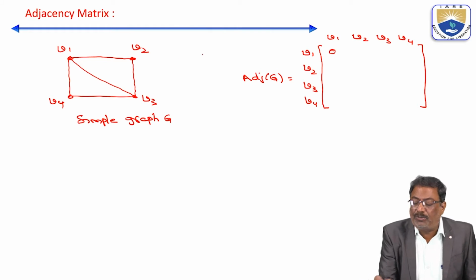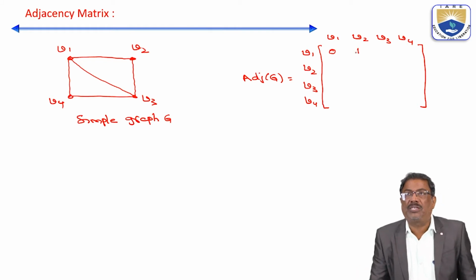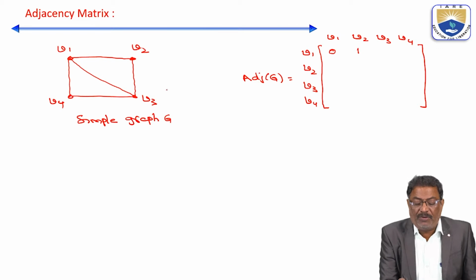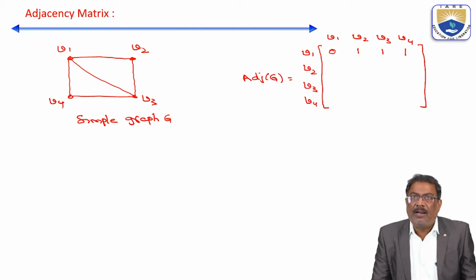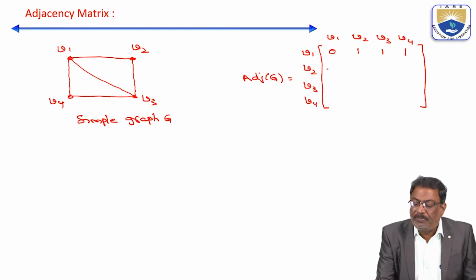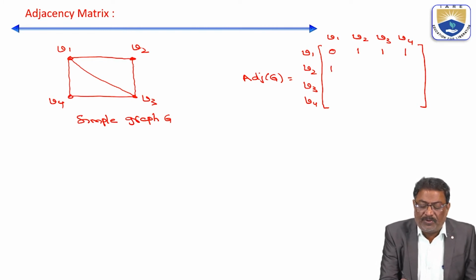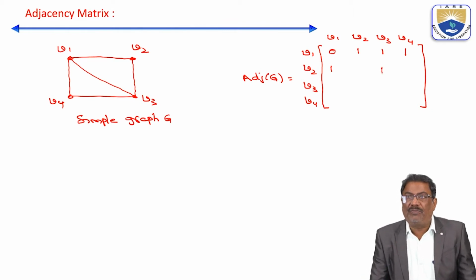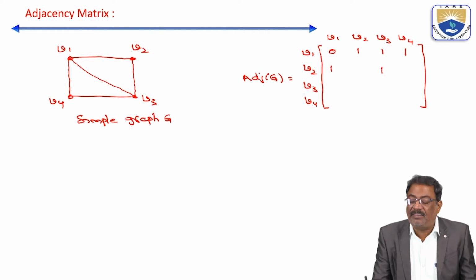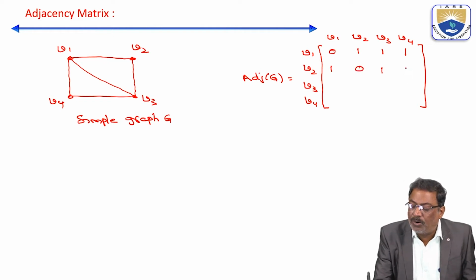Now V1 to V2, there is an edge, so the corresponding position we take as 1. And V1 to V3, there is an edge, so I am taking 1. V1 to V4, there is an edge, so the corresponding position, first row, fourth column, I am taking as 1. Similarly, V2 to V1 there is an edge, and V2 to V3 there is an edge, and for the remaining there are no edges.